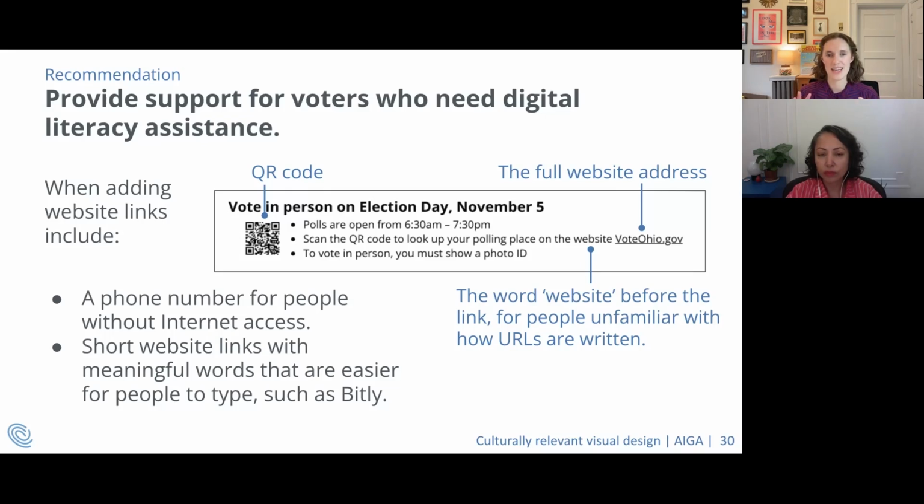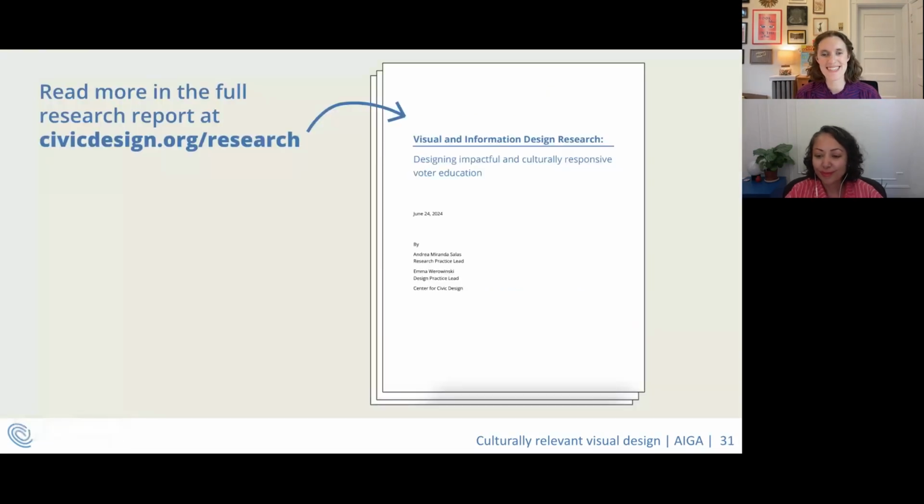And that's why really simple design choices like putting the word website down in front of the website link is so important. Because now the participant in the story Andrea was telling, who didn't know that a website address was a website address, can now take that piece of paper or go to someone in her community and say, hey, I know this thing's at this website. Can you help me get access to it? So we're putting all that information in people's hands so they can get to the resource that they need to be able to vote confidently. And that was the end of our fourth insight to recommendation part of this presentation.